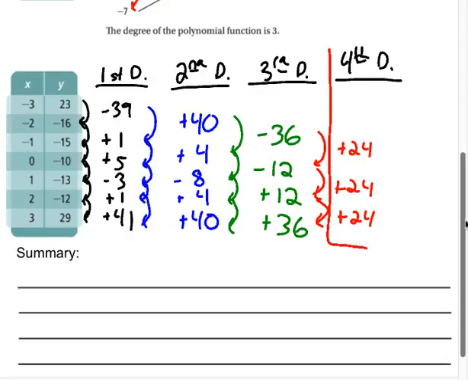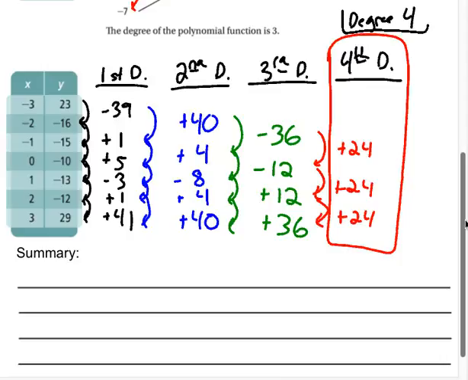And this time, look, now I have all the same. Those differences are all the same. So what that means is that the fourth difference is where I have that consistency. So this function comes from a degree 4 polynomial.